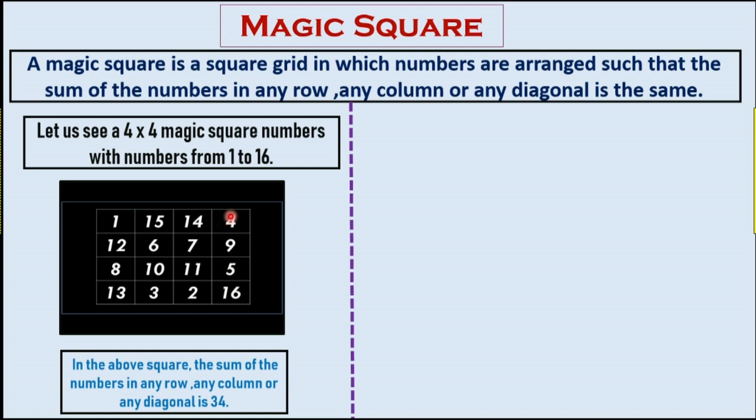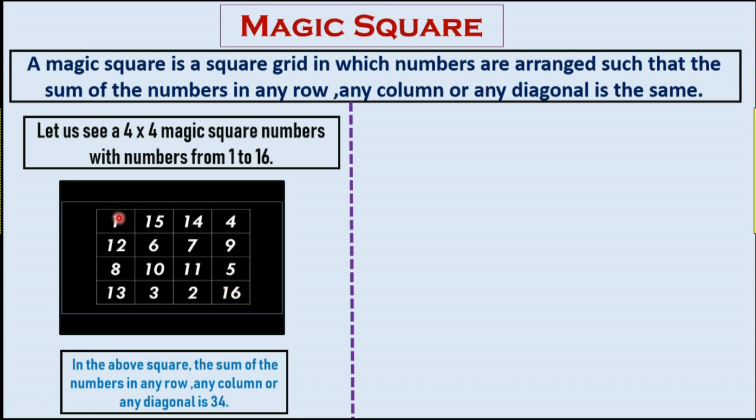Now in this column, when you are adding these numbers, the answer will be 34. Like that way, in this column, if you add the numbers, that will be equal to 34. Same in this column also, and same in this column also. Diagonally means like this way. If you add the numbers this way, you will get 34.